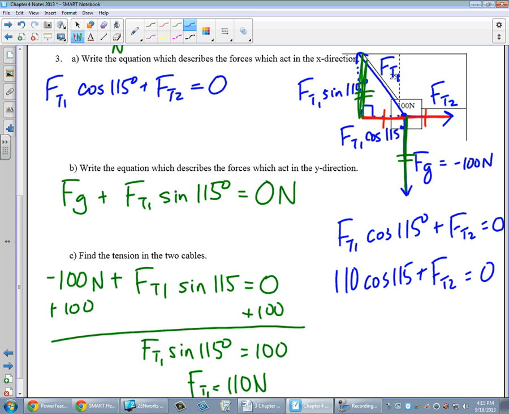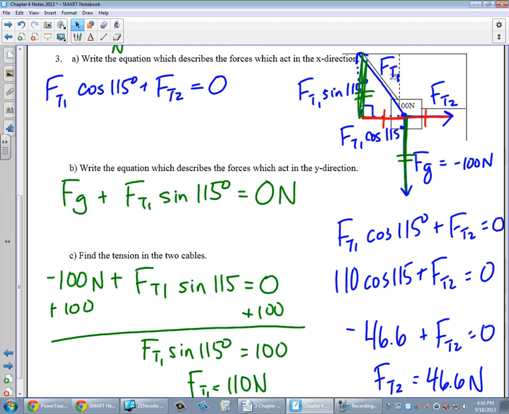And now I can solve for 110 cosine 115, which is 46.6, actually negative 46.6, which means that FT2 must be equal to 46.6 newtons. Let's keep going.